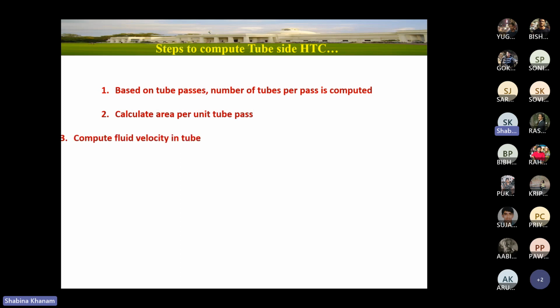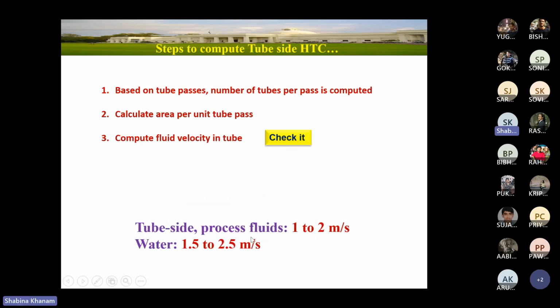So once I have this calculation for tubes per pass, you can find out the fluid velocity. Because you are given the mass flow rate, you are aware of the density, you are aware of the cross-sectional flow area, so you can calculate the fluid velocity in the tube. And check it. How do you need to check it? If it is process fluid, this should be 1 to 2 meter per second. And if it is water, it should be 1.5 to 2.5 meter per second. If you get the value within this range, it is fine.